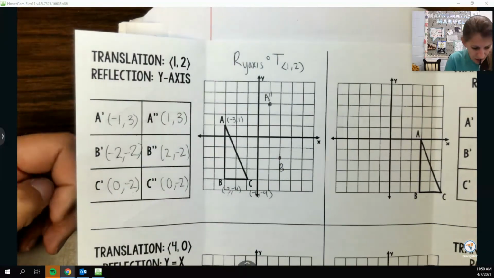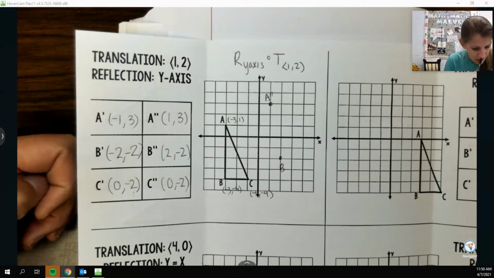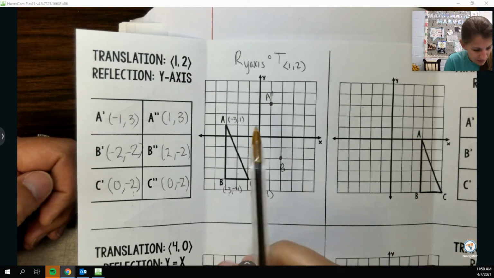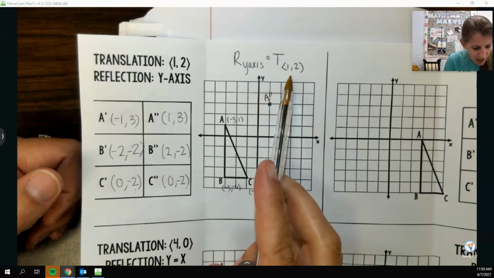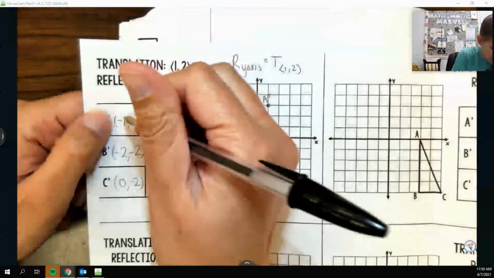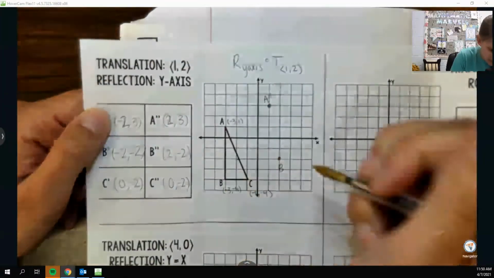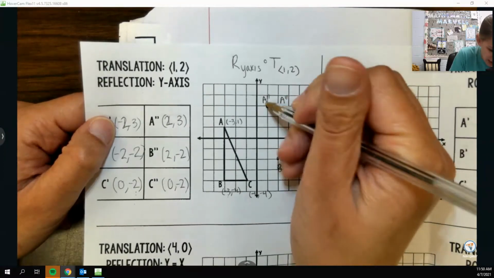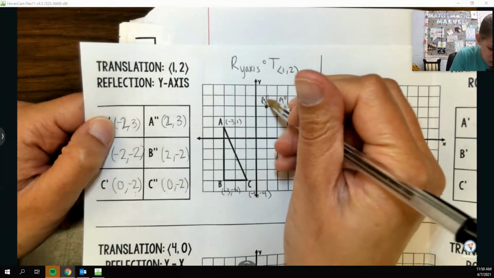Oh, that feels wrong. Did I count something wrong? Oh my word. Oh yeah, what the heck? When I add it to -3, that should be -2. What a goofball. So A double prime should be here. I knew that was wrong because it was making a weird line, like it should have been still straight up and down.